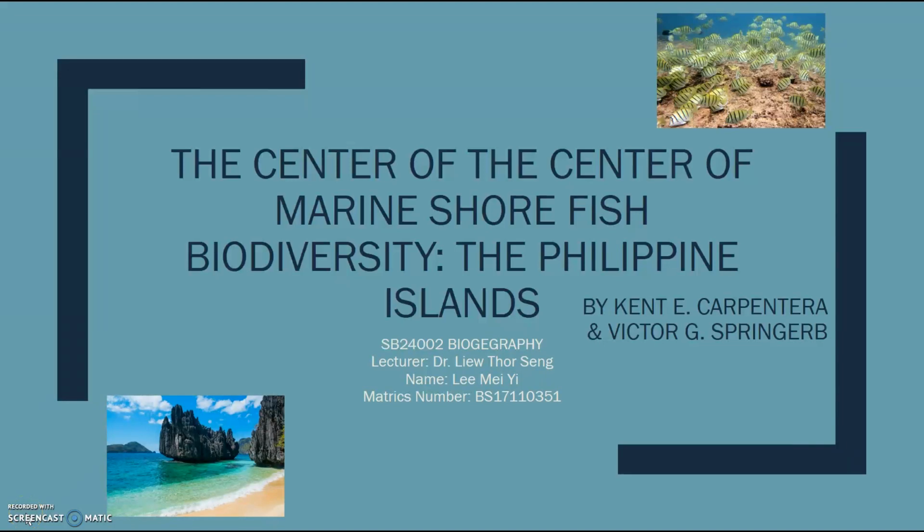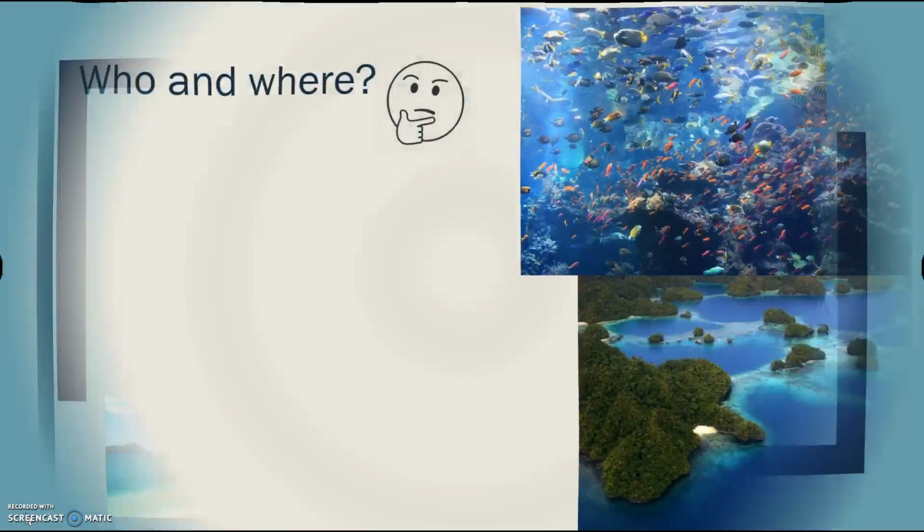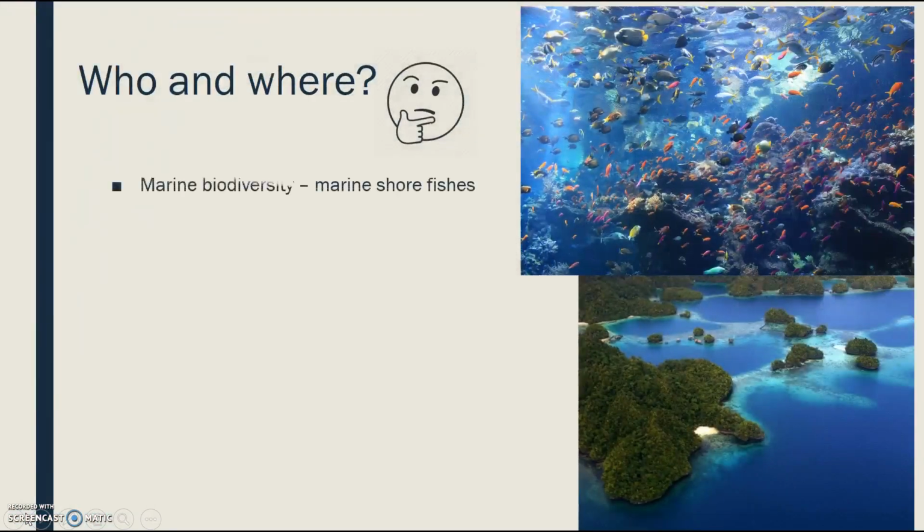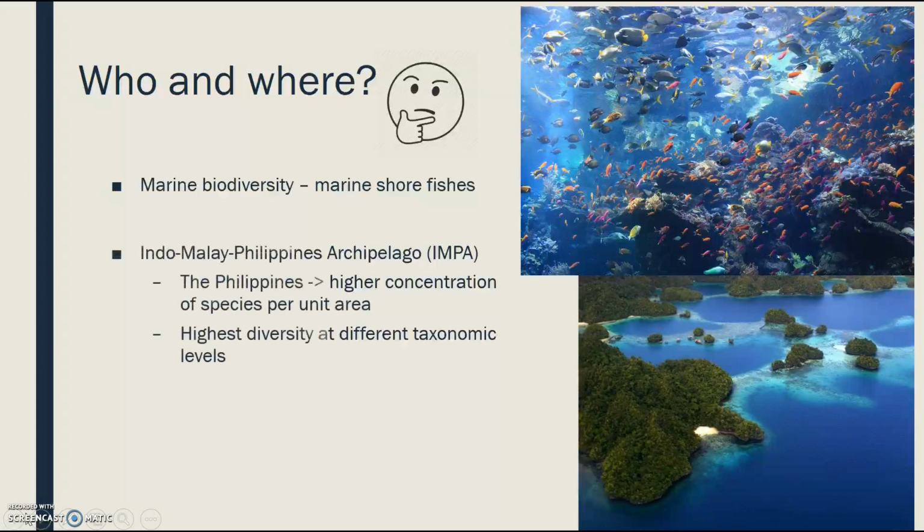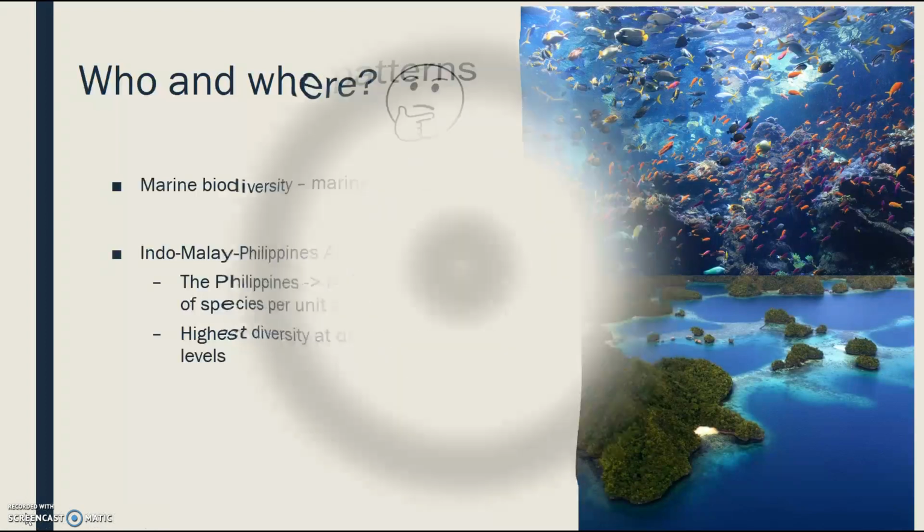Hello, so the journal title is The Center of Marine Shore Fish Biodiversity, the Philippine Islands. In this article, the marine biodiversity of marine shore fishes is involved, and it occurs in the Indo-Malay Philippines Archipelago, or IMPA, and we focus on the Philippines, which has a higher concentration of species per unit area and also has the highest diversity at different taxonomic levels.